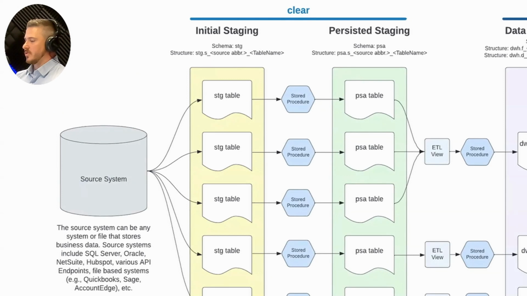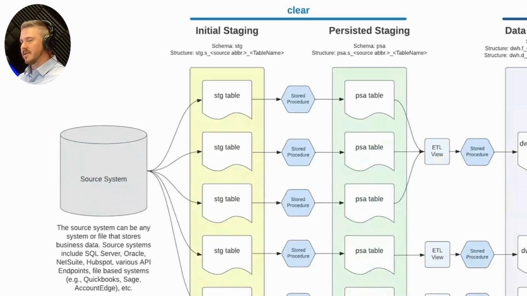So on the left here, we show a source system, and we're just saying this is any source system. It could be SQL Server, Oracle, it could be HubSpot, it could be QuickBooks, anything. Whatever your ERP is. Exactly, whatever the ERP is. And so we're going to take data from there and move it into what we call our staging layer. And in our staging layer there's two different types of tables we use.